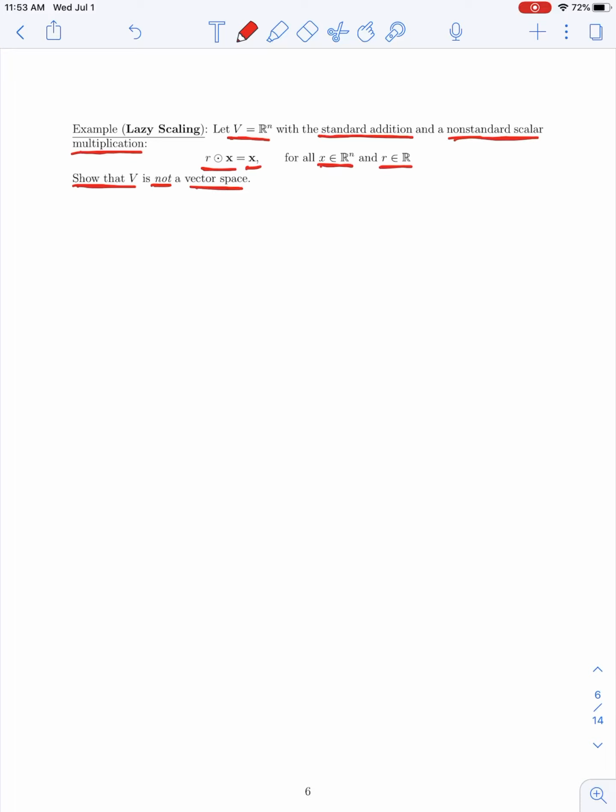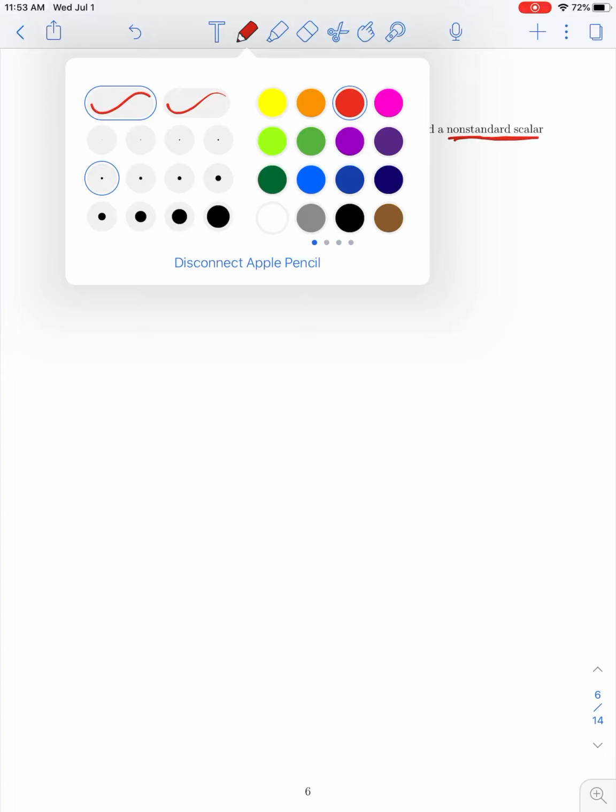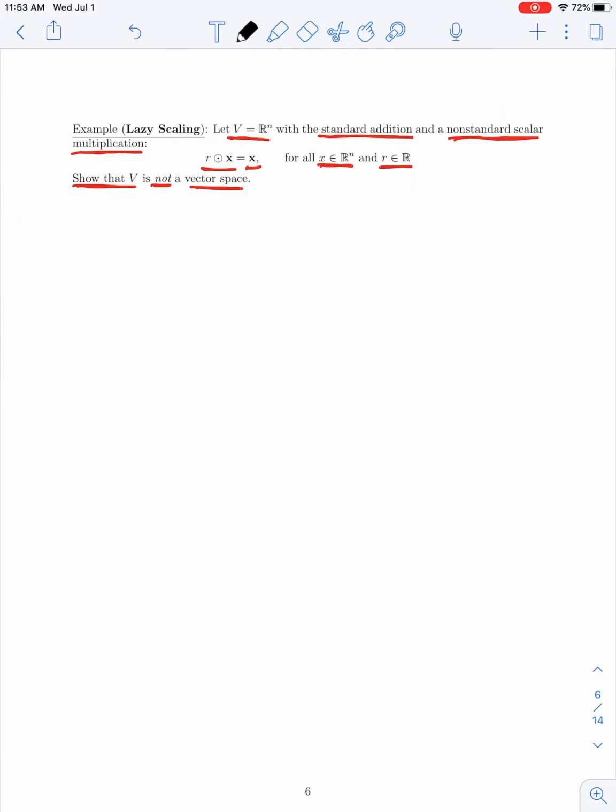One of our axioms fails. So let's consider which one fails here. Again, since we're using the standard addition, axioms 1 through 6 that involve vector addition automatically hold, since we know we're using standard addition on the space Rn, and we've already established that is a vector space. So let's consider the axioms dealing with multiplication.